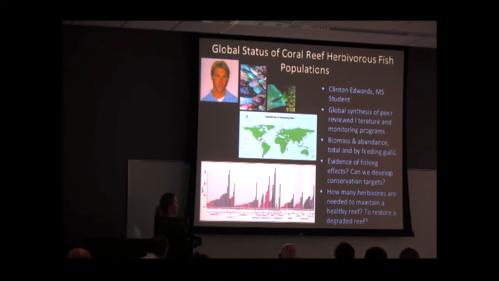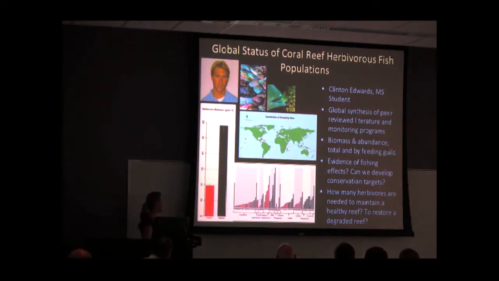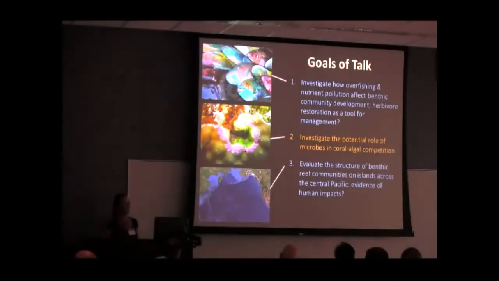Black bars are unfished areas, red bars are fished areas, and you can see there are a lot bigger black bars. If you look at the data overall, we see that in fished areas there's pretty much a threefold decline in total herbivore biomass, so about 20 grams per meter squared, versus on unfished reefs around 55 or 60 grams per meter squared. So this is, again, another work in progress, and I look forward to chatting with you guys about these data.